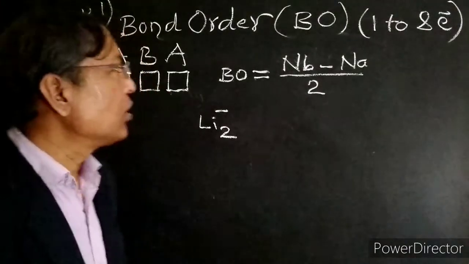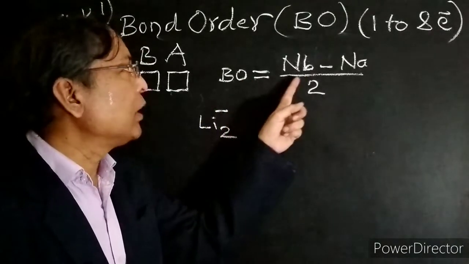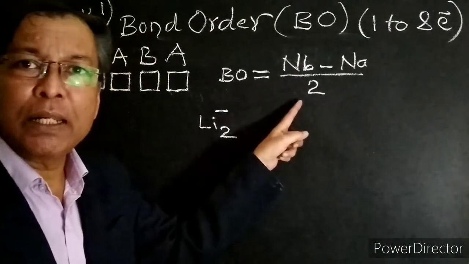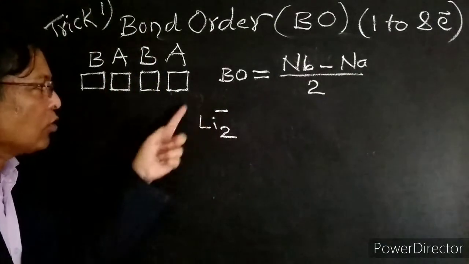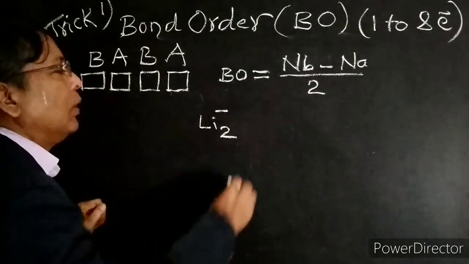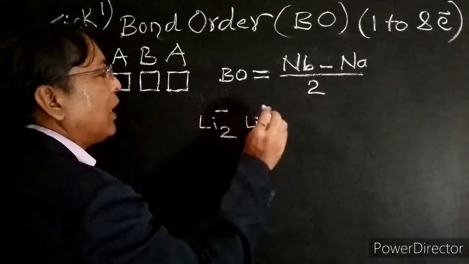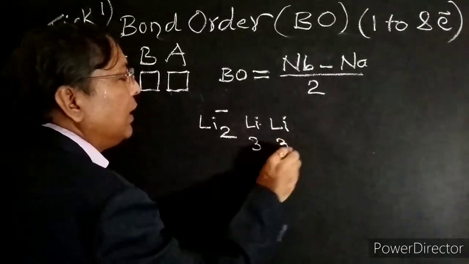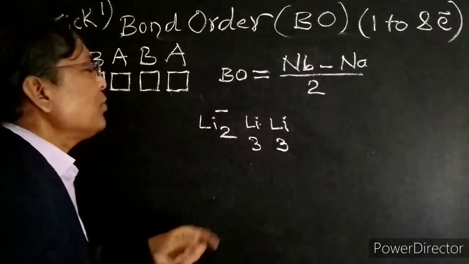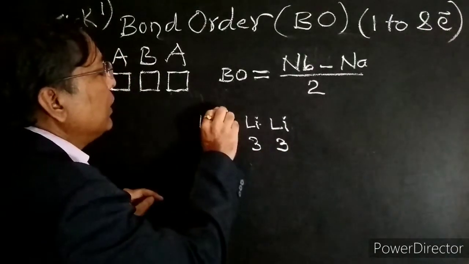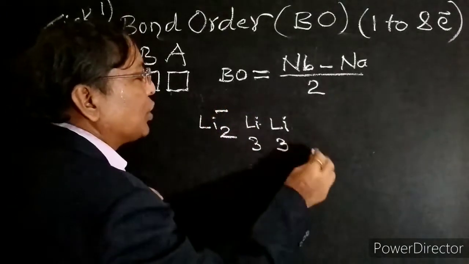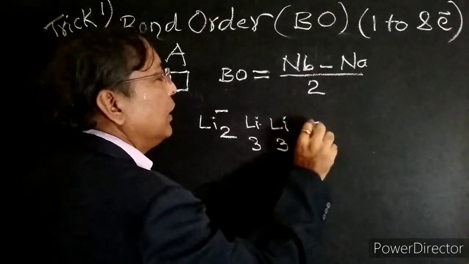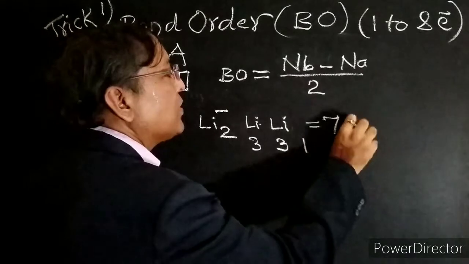To calculate the bond order, we make use of the formula: bond order equals number of bonding electrons minus number of anti-bonding electrons, divided by 2. Let us calculate the bond order of the Li2 minus molecule. As we know, Li2 is made up of 2 lithium atoms. Each lithium atom has 3 electrons and there are 2 lithium atoms, therefore there are 6 electrons. But this molecule has 1 minus charge, that means it has 1 extra electron, therefore the total number of electrons in Li2 minus is 7.